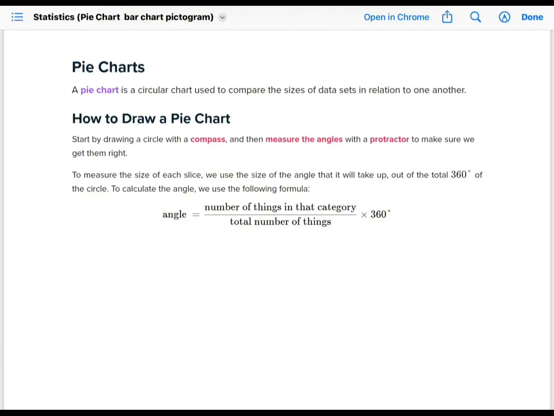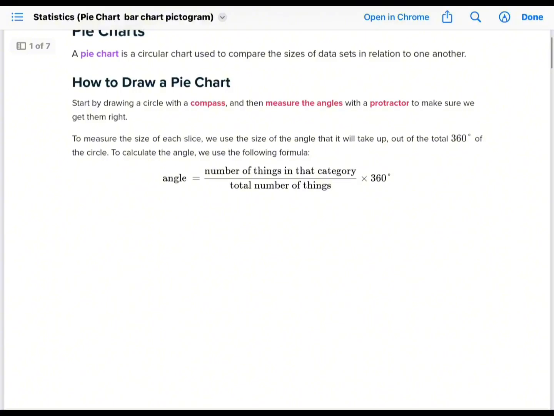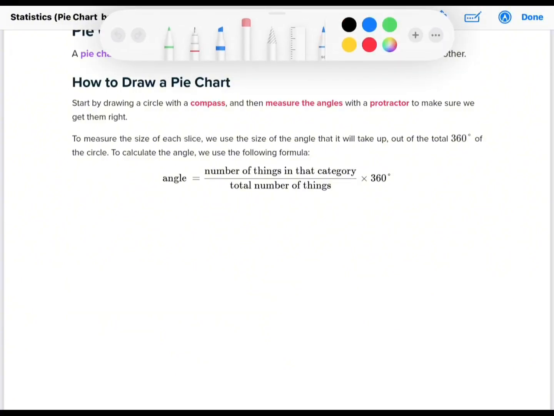This is the formula for the pie chart. Because in a pie chart we represent the data in circular form, we use the protractor, because we know the angles, we need to find out the angles first. If we know the angles, then we have to use the protractor to make a circle and represent the data in pie chart form, in a circular form. So we have a formula for that. You need to remember this formula: angle equals number of things in that category divided by total number of things, multiplied by 360.